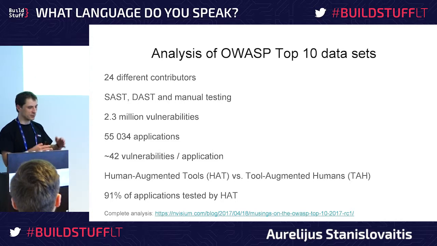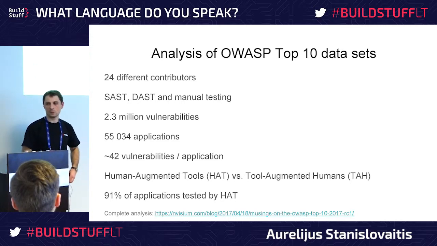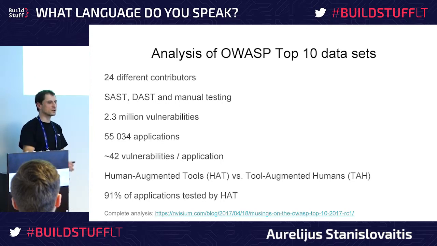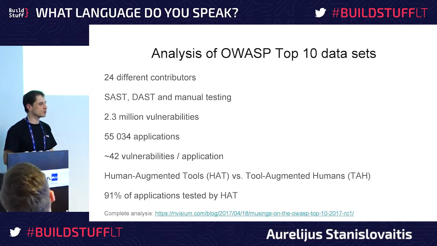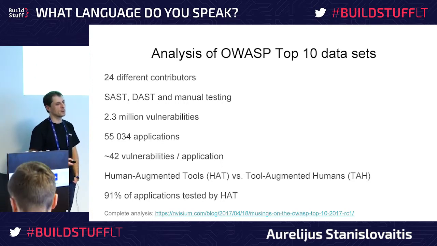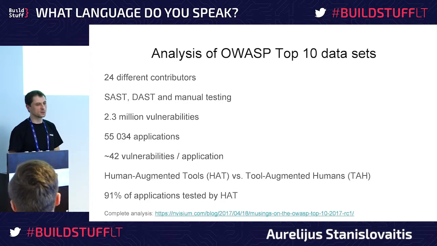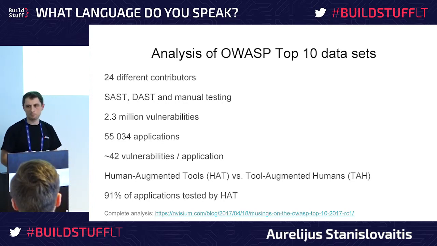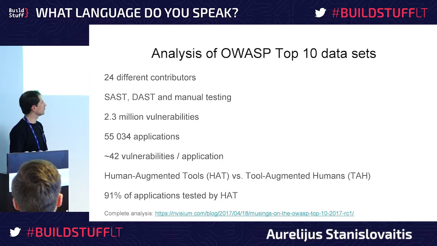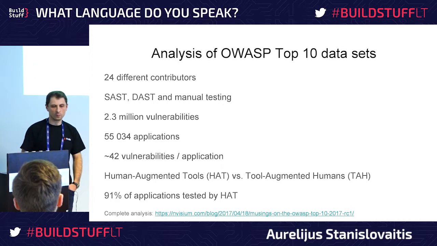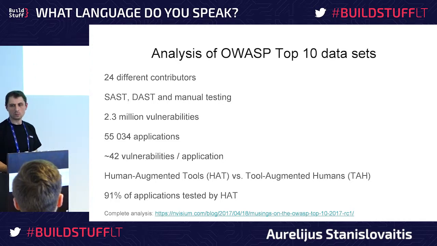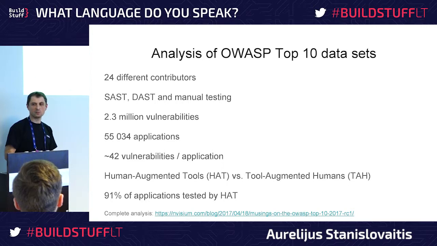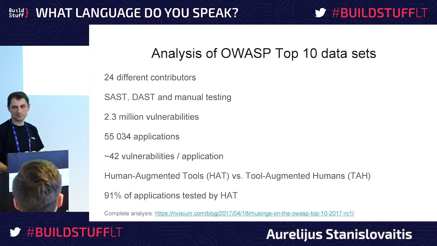And to compile that rating, the OWASP Top 10 project had an open call for data sets. Companies across the board could contribute to that. Most of these contributors were testing tool providers or companies doing penetration testing. So there were 24 different contributors who contributed to this call for data. Most of them were either SAST, DAST, or manual testing providers.